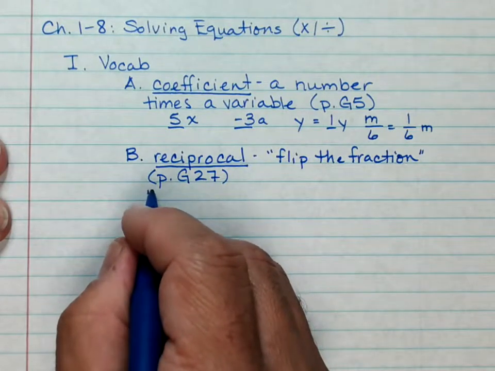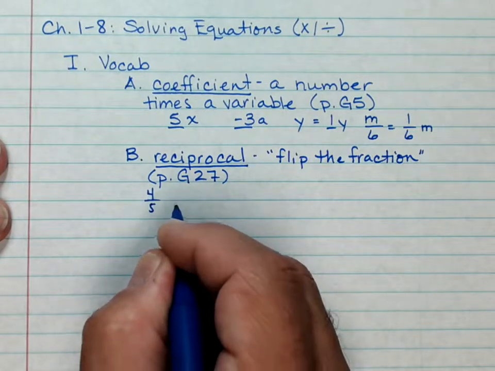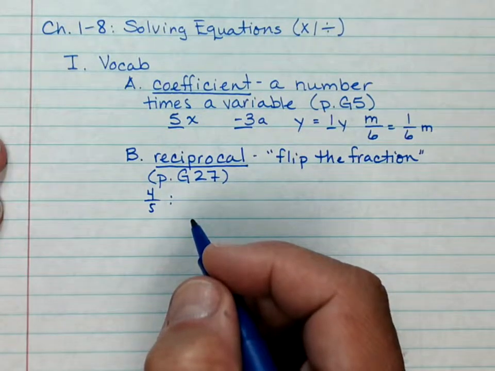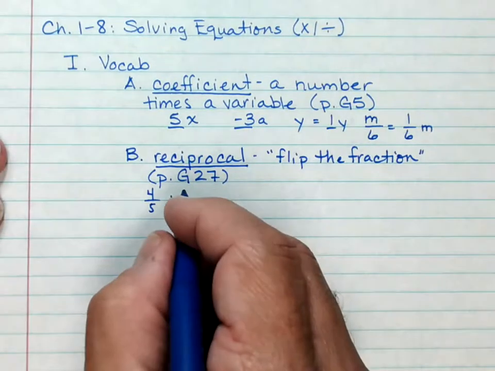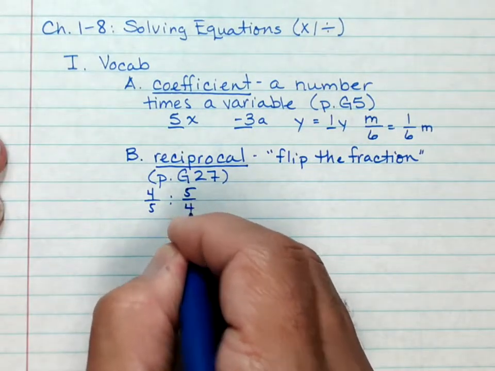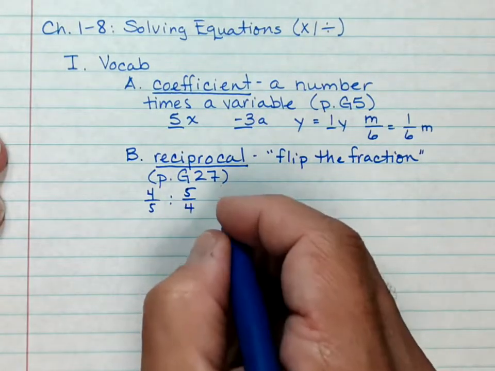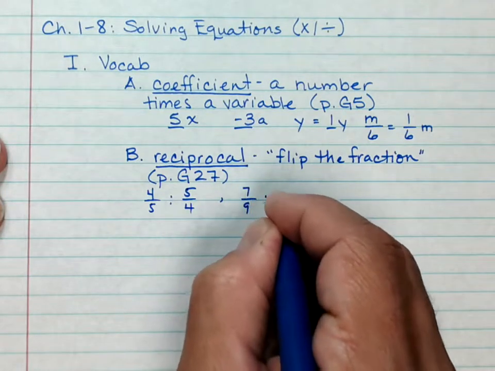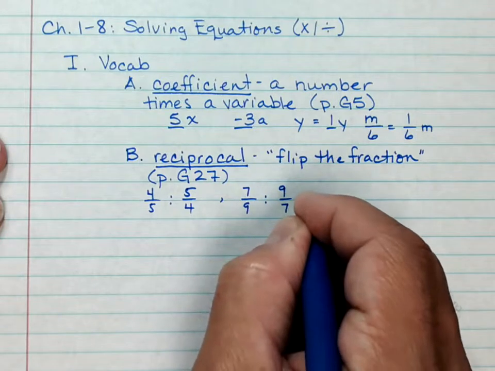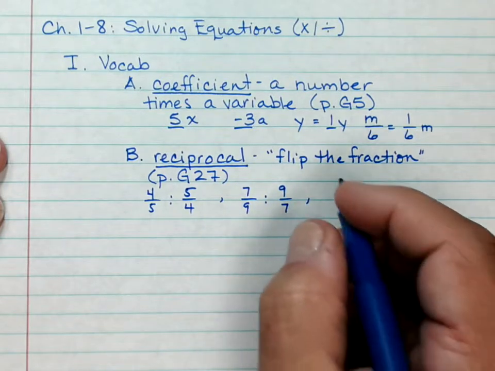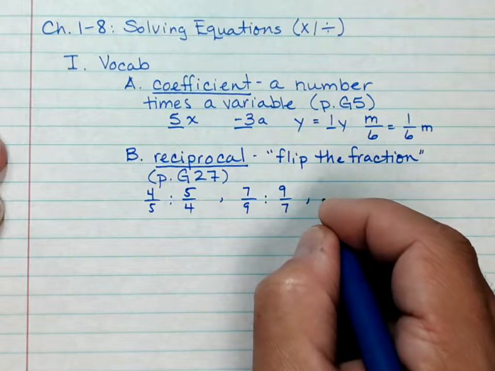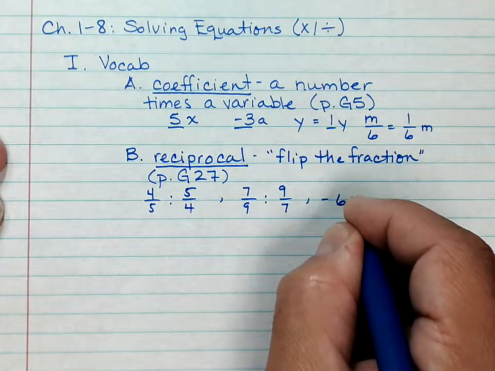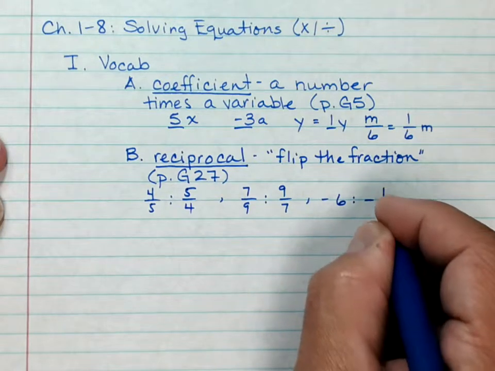A couple of examples. If I give you 4 over 5, well then the reciprocal of that would be 5 over 4. Another one, 7 over 9, the reciprocal would be 9 over 7. Negative 6 would be negative 1 over 6.